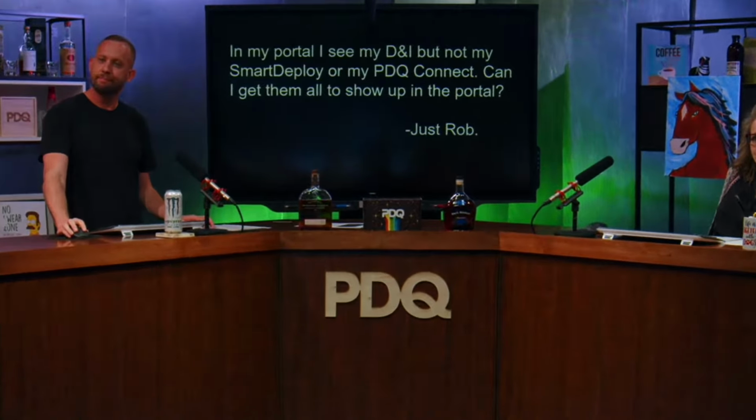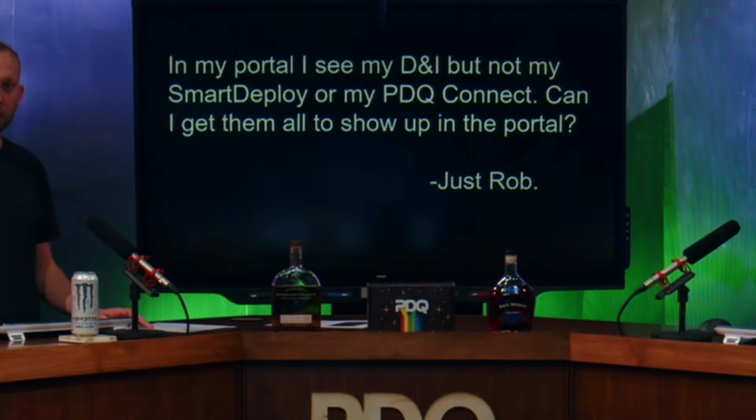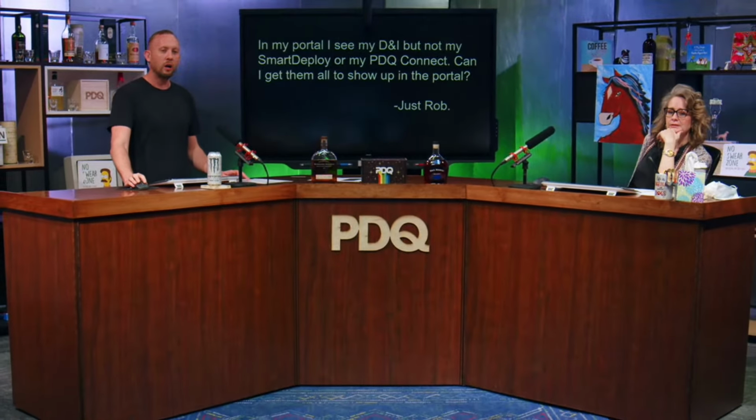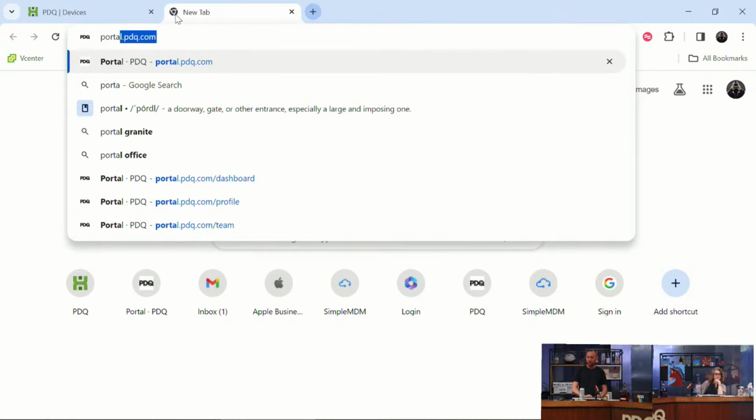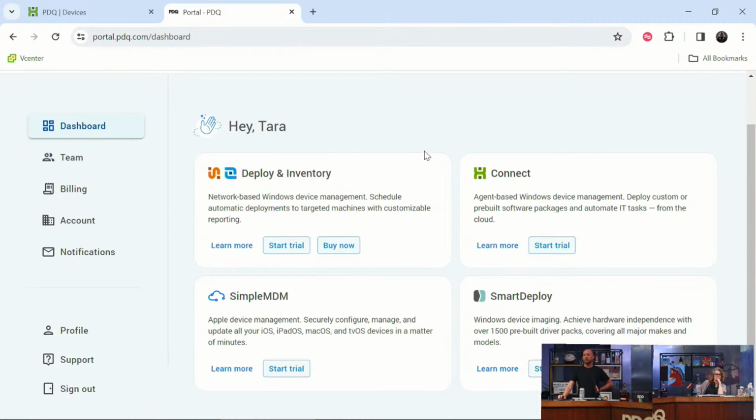Yeah. Let's do it. Here we go. In my portal, I see my DNI, but not my Smart Deploy or my PDQ Connect. Can I get them all to show up in the portal? Sincerely, just Rob. Let's see. I think Rob's talking about portal.pdq. All right, let's get here. So is this what you're talking about, Rob?